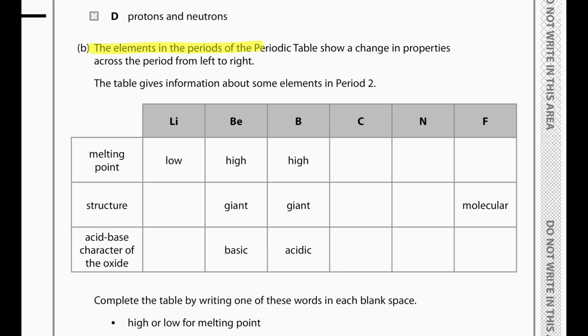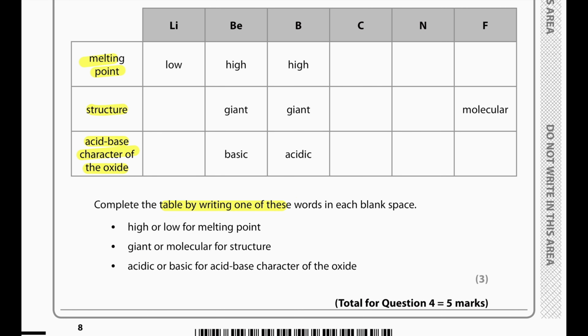The elements in a period of the periodic table show a change in properties across the period from left to right. The table gives information about some elements in period 2. You can see melting point, structure, and acid-base character of the oxide. Complete the table by writing one of the following words in each blank space: high or low for melting point, giant or molecular for structure, acidic or basic for acid-base character of the oxide.